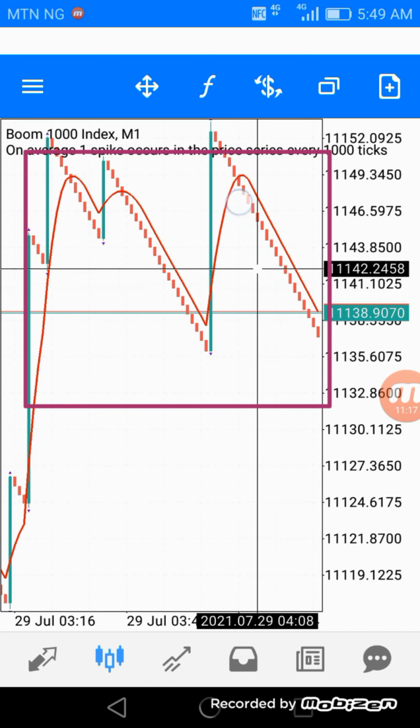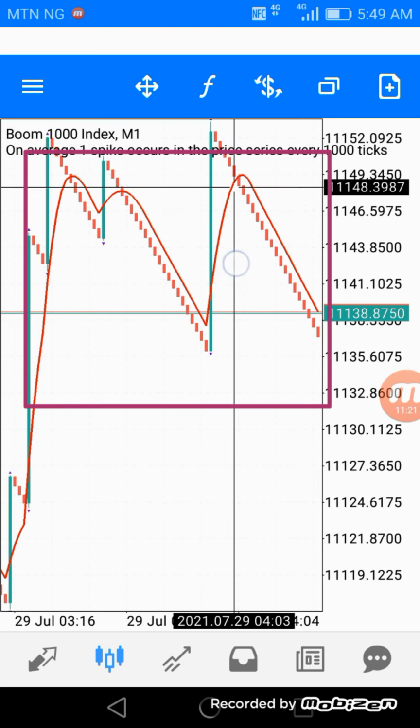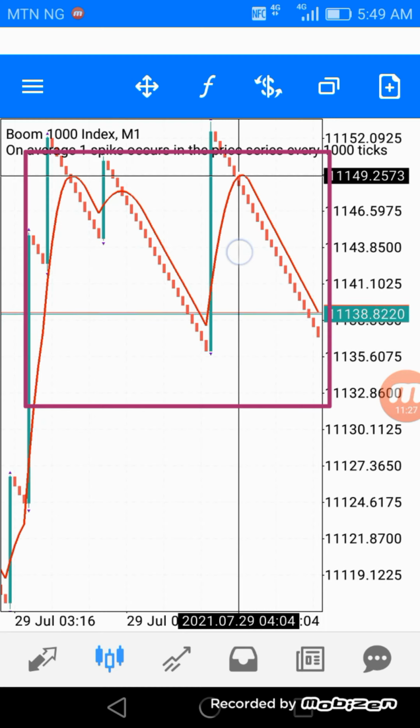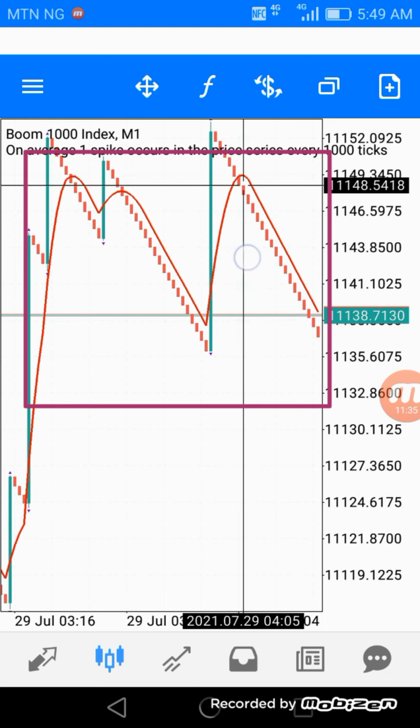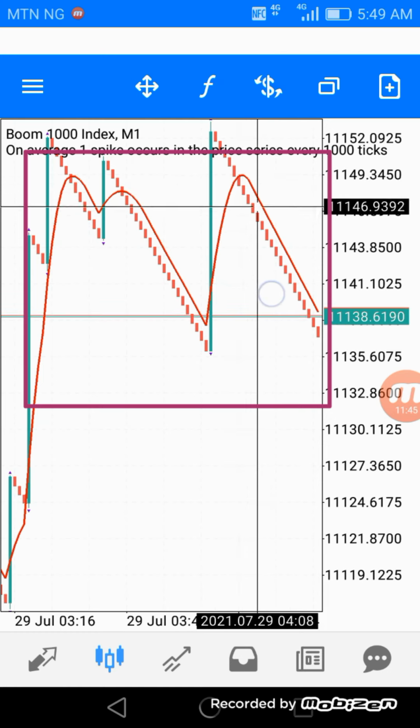So you would have executed your trade. Remember I said you must wait for the moving average to interact with the candles, that is the market. The candle that interacts with the moving average, you are not executing your trade right at that place, but you are executing your trade at the opening of the second candle after the one that interacted with the moving average. You execute your trade and you take your 10 candlesticks.